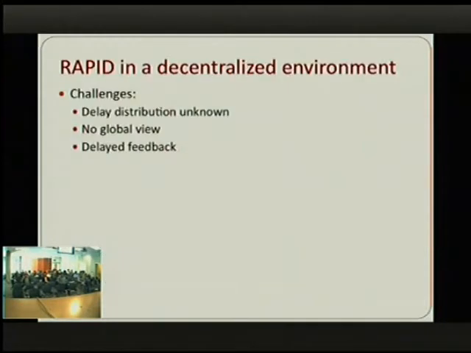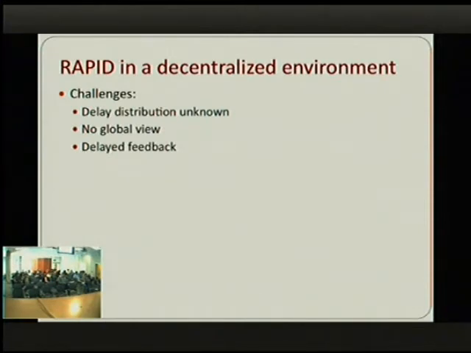So the question is, how do you implement RAPID in a decentralized environment where there are several challenges? The first is that delay distribution is unknown. I assumed the uniform exponential distribution, that may not be true. We don't have a global view of the network, so I don't really know that there are 2 copies of J. And feedback is delayed, which means that I might be replicating the same packet over and over again, even though it's already delivered because I just didn't get the acknowledgement fast enough.